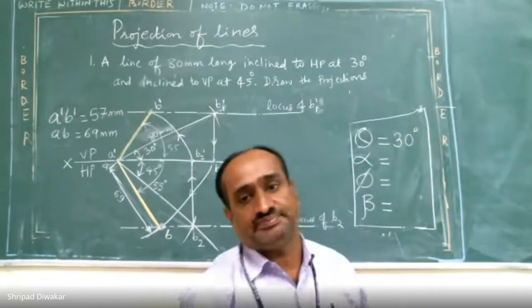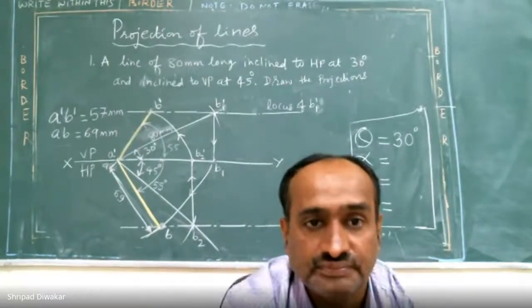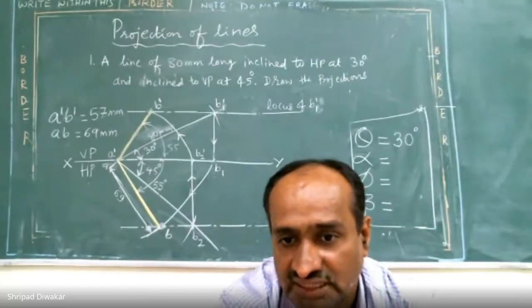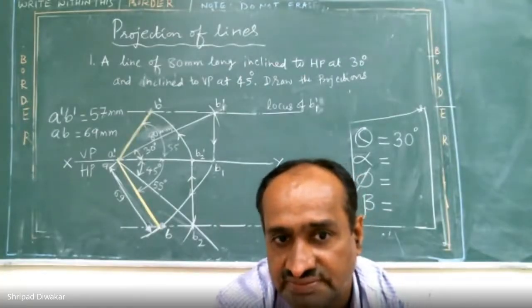What about alpha? 55 degrees, sir. No, first you tell the meaning of alpha. It is the apparent inclination with respect to the horizontal plane. Correct. Apparent inclination of the line with respect to HP. It is 55 degree. Good.